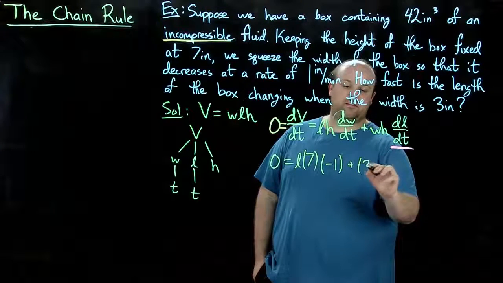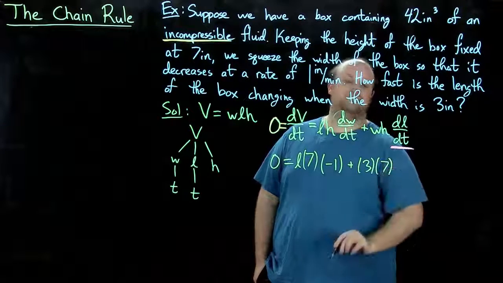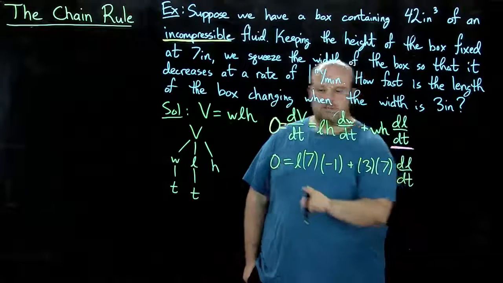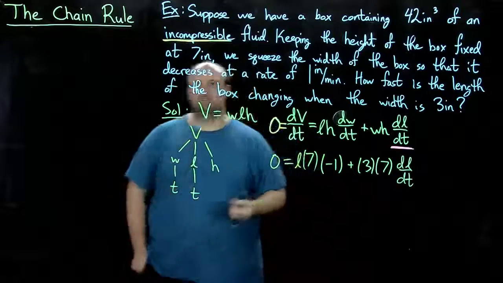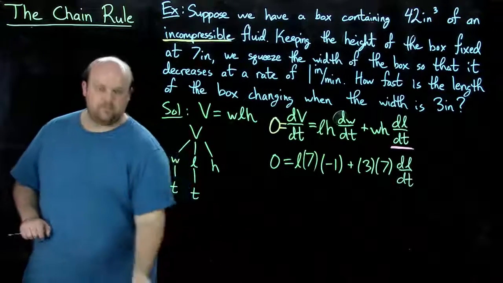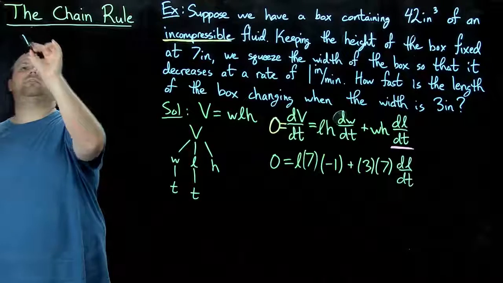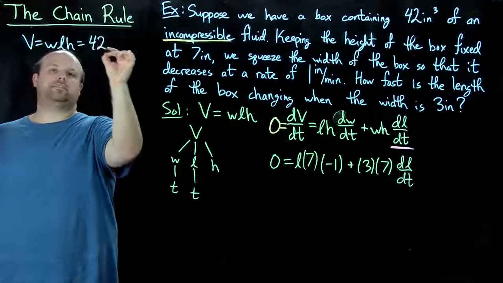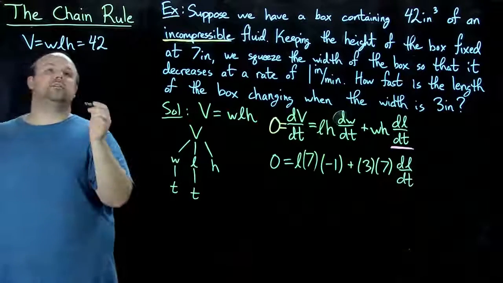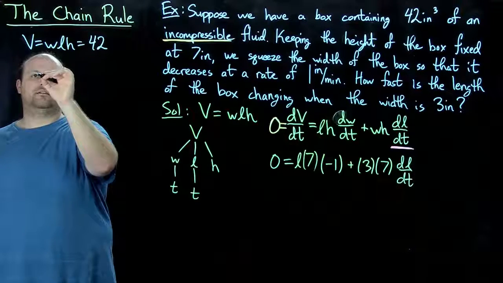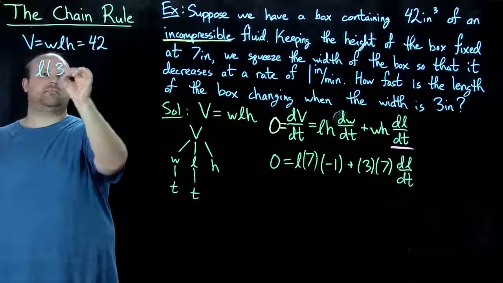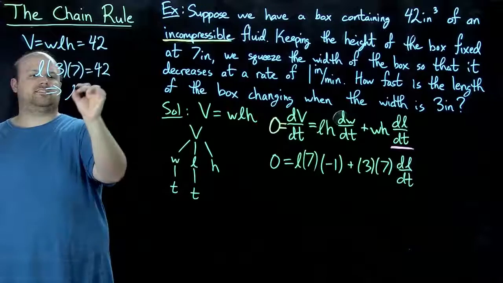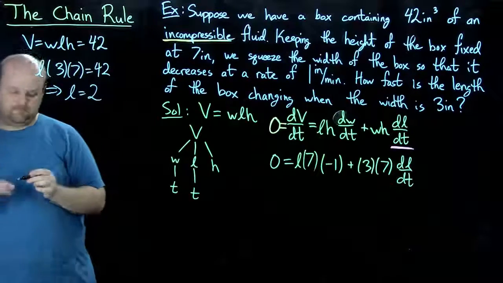So we want when the width is 3 inches. Again, the height is always 7. And then we're looking for this. So we need to figure out L. Well, remember, the volume, which is width, length, height, is always 42. Okay? So we don't know L, but we know W is 3, and we know H is 7. So that's going to tell us that L is 2. Right?